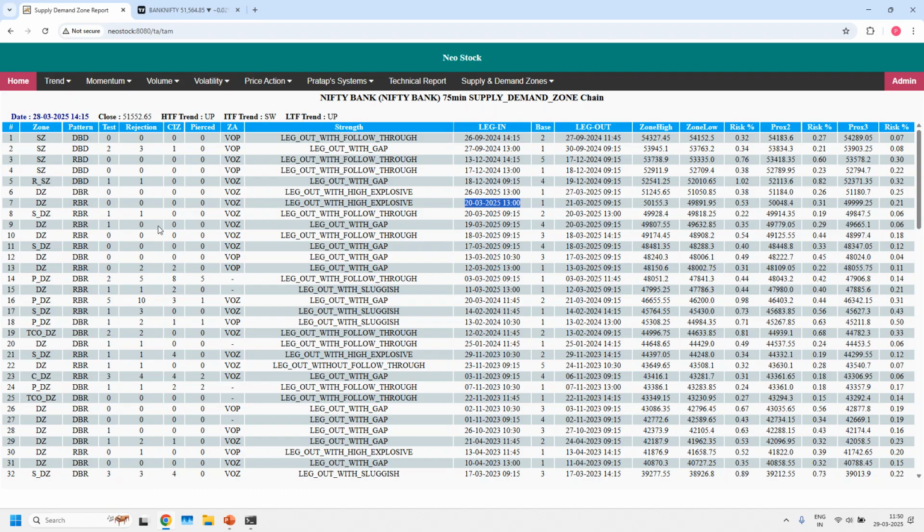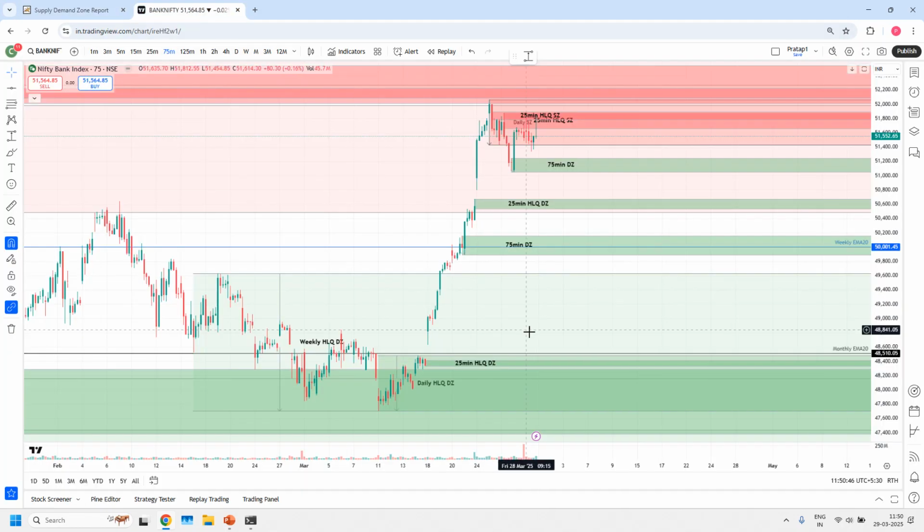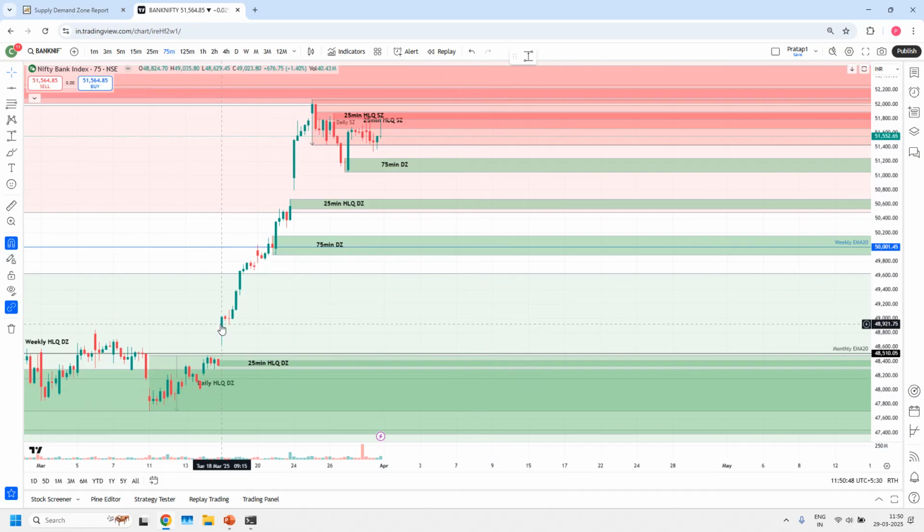Okay, so what is the next? The next one is a high liquidity 75 minutes demand zone. This is 23,915, two base candles. 18.